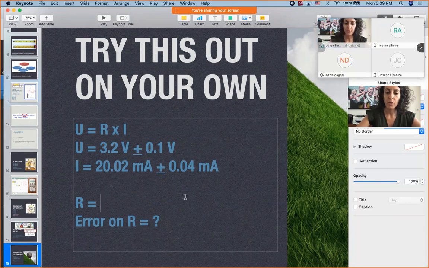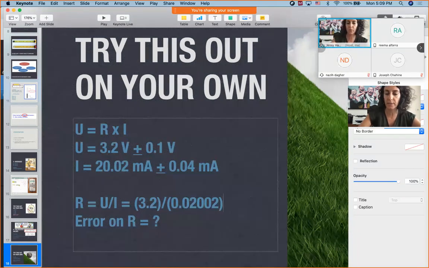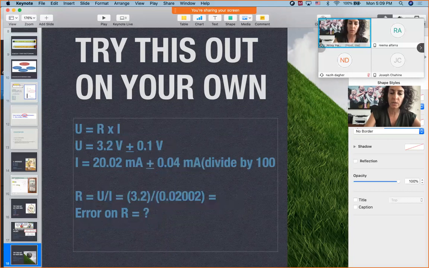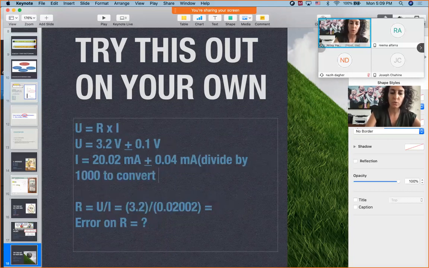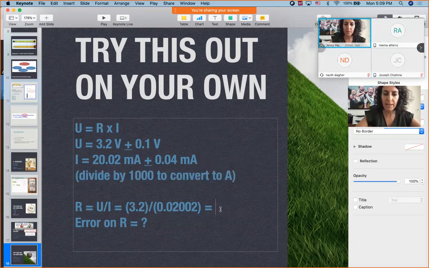First, U over I, right? So it's 3.2 divided by I, which is 20.02 milliamperes. We need to convert to amperes, so I just divided by 1000 to convert to amperes. I'm going to say divide by 1000 to convert to amperes. Okay, keep that in mind. So what is the answer for this one?